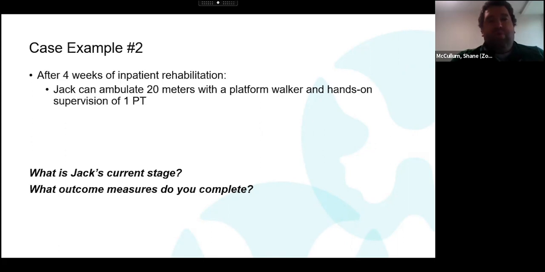So at this point, he would be a 2C. And the main determinant between a 2C versus a 3A is that it's still hands-on supervision. So in order to be up in the 3s, there can't be any hands-on. So it has to be just supervision, standby at 3A, versus the fact that he's hands-on means he's a 2C. There's no additional outcomes to complete at this time because you've already done the Berg balance and TUG prior to that.